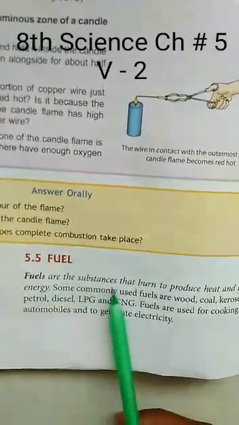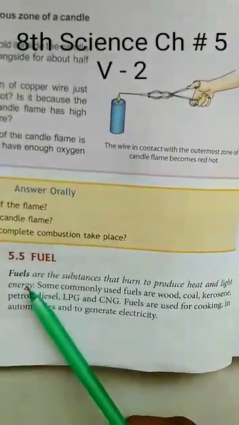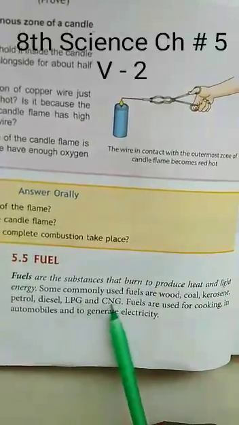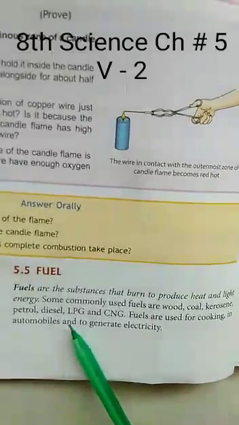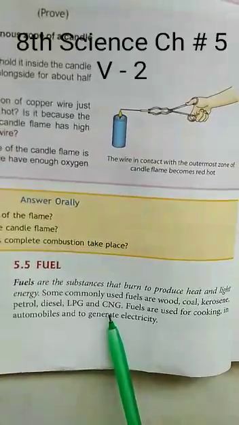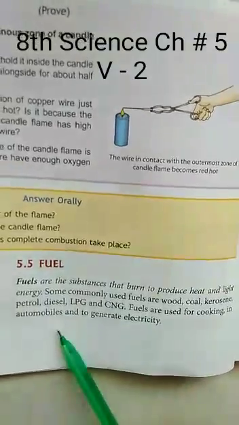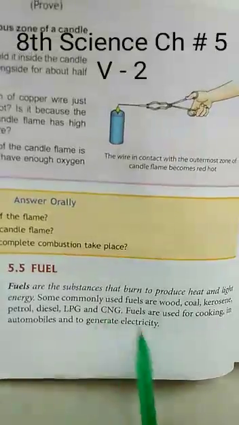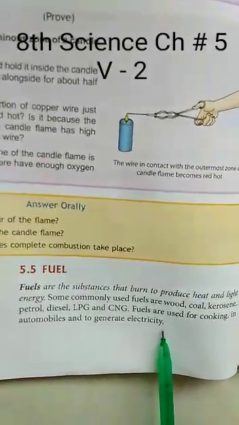Okay. Now students, our next topic is fuel. Fuels are the substances that burn to produce heat and light energy. So when fuel starts to burn, it produces heat and light. Some commonly used fuels are wood, coal, kerosene, petrol, diesel, LPG, liquefied petroleum gas, and CNG, that is compressed natural gas. Fuels are used for cooking, in automobiles, and to generate electricity.